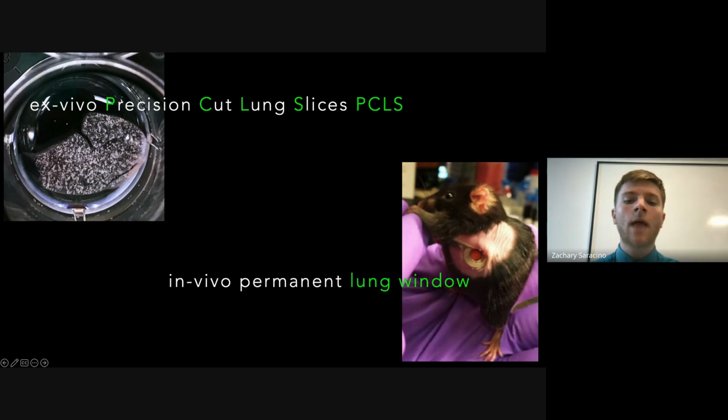So both of these allow us to revisit the same cell and region time and time again throughout the course of injury. And you can see what the lung window looks like down there with the cute little mouse who successfully recovered from his surgery. Next slide.